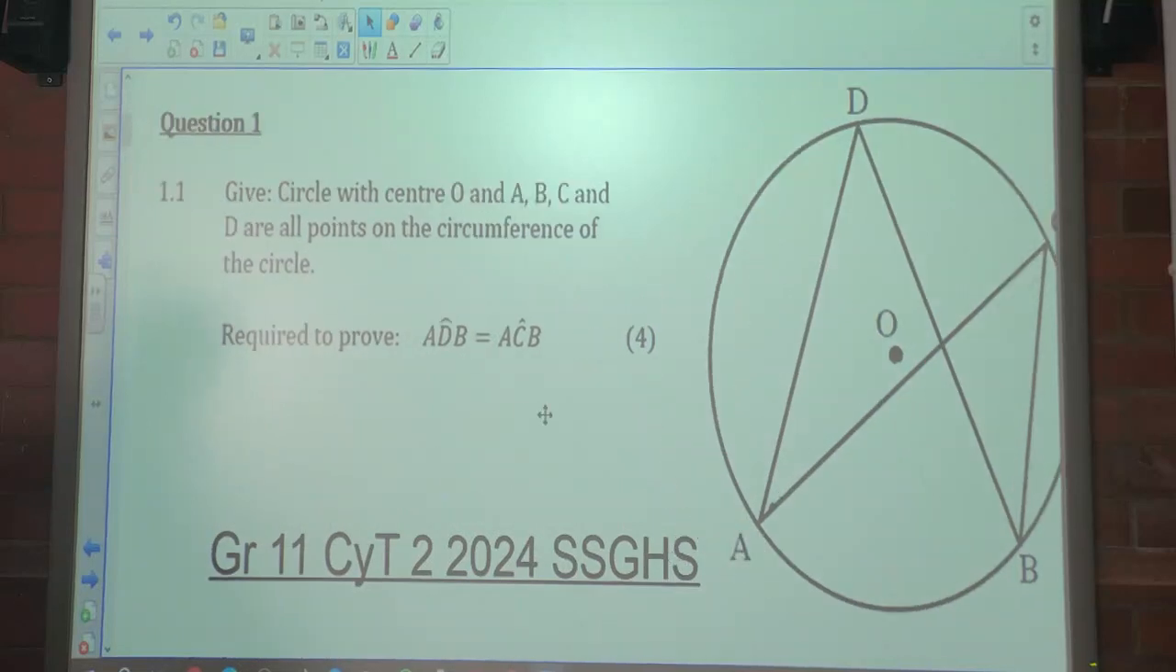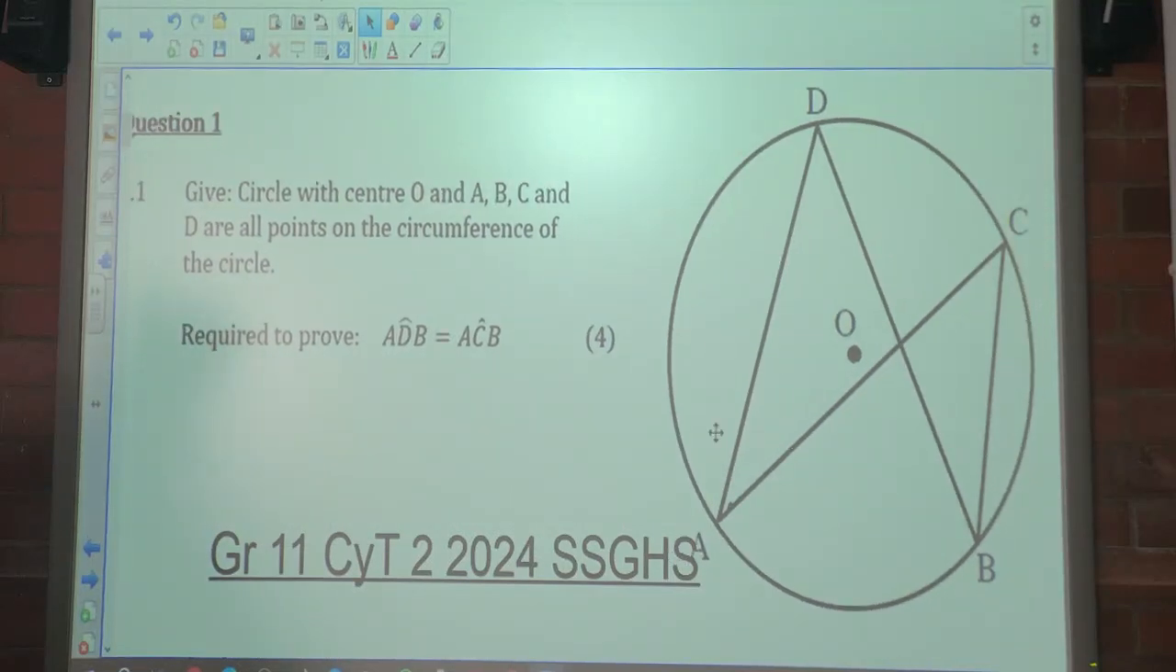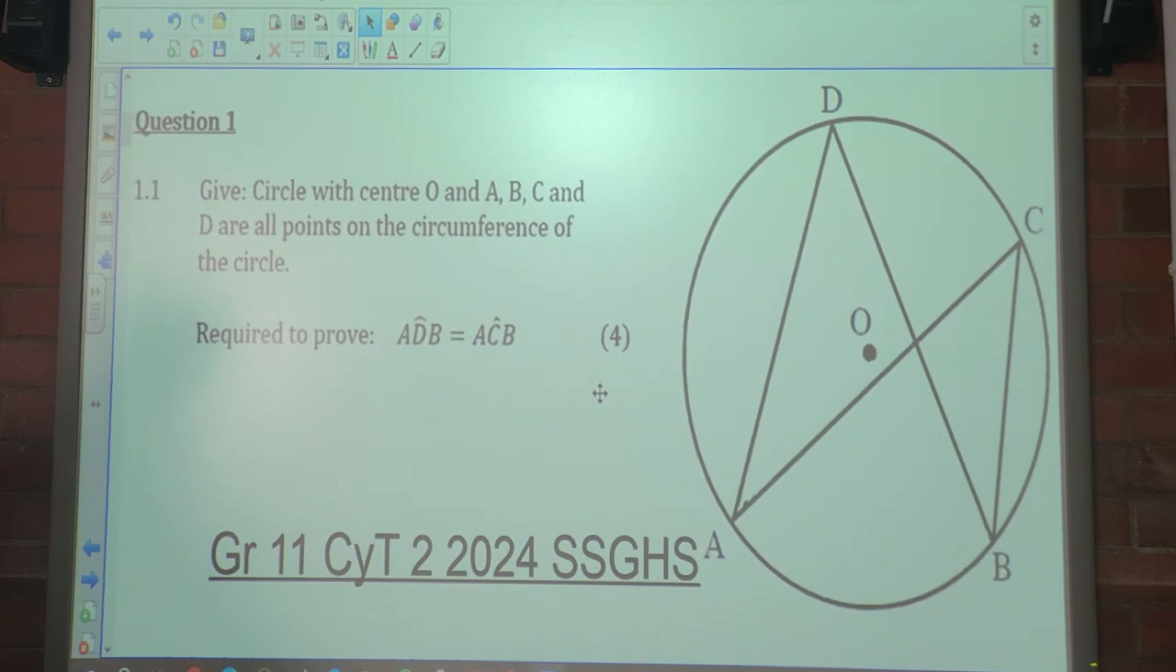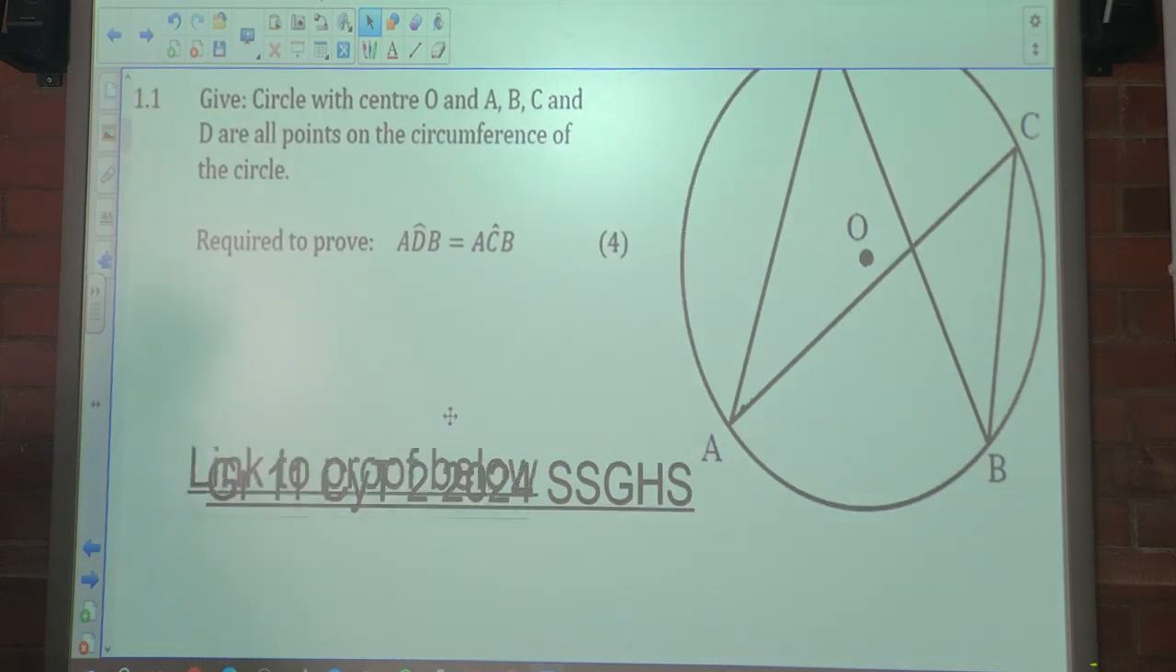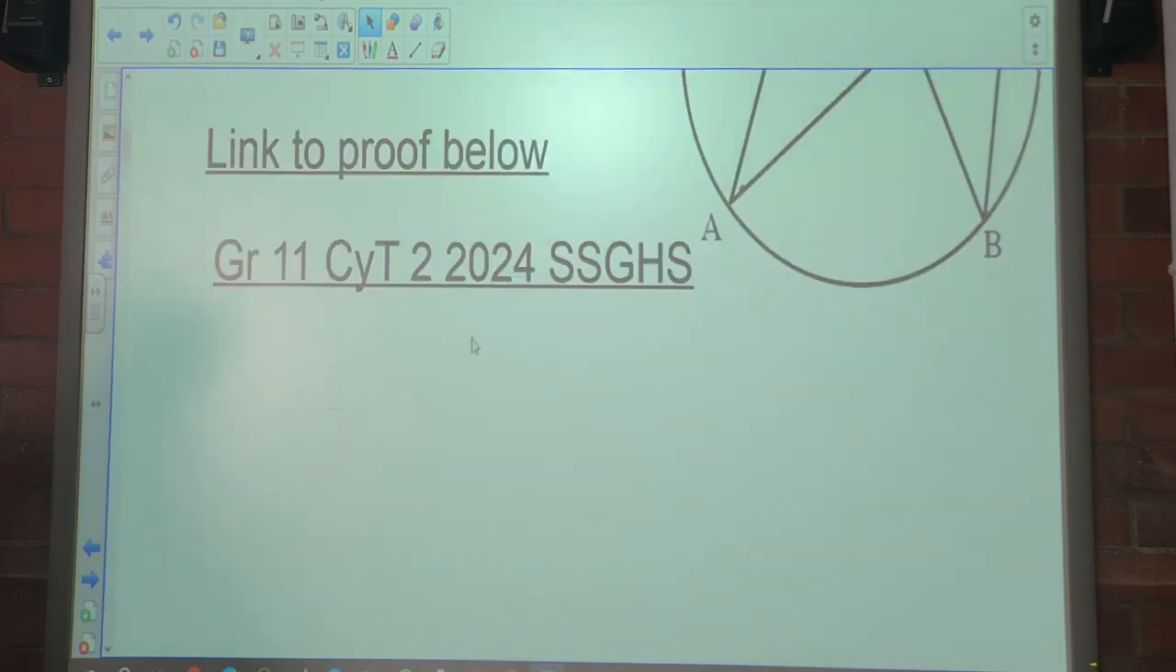People, the first one was a given. I told you this is coming in. Most of you got that right. Otherwise, the link to this proof can be found in the description box below.